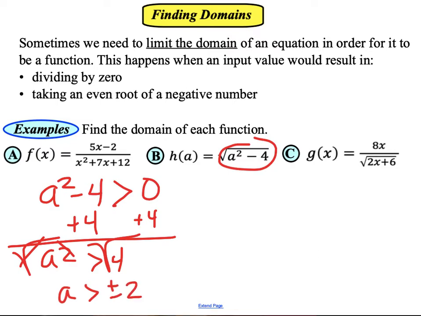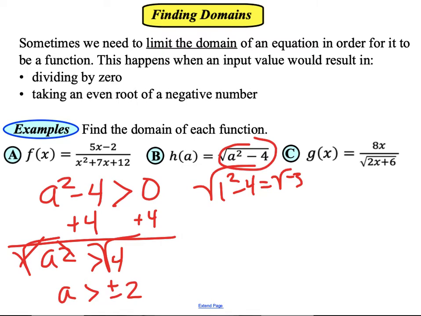So let's take a look at that. If we put in a value of 2, we get 0 under there, which is totally fine. But what if we put in a value of 1? If we put in a 1, 1 squared minus 4 under the radical gives us a square root of negative 3, and that can't happen. That's why it has to be greater than 2.